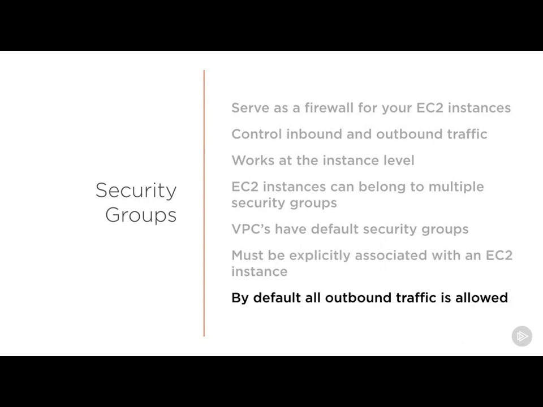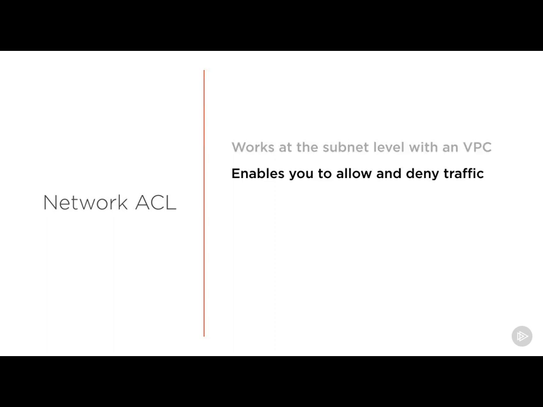And by default, on security groups, all outbound traffic is allowed. That means that your server can send any information out to the internet. Now, when we have network ACLs, they work a bit differently. They work at the subnet level within a VPC. So when you define your network configuration, every server that gets spun up within a subnet will adopt the ACL for that subnet. And this allows you to both allow and deny traffic.